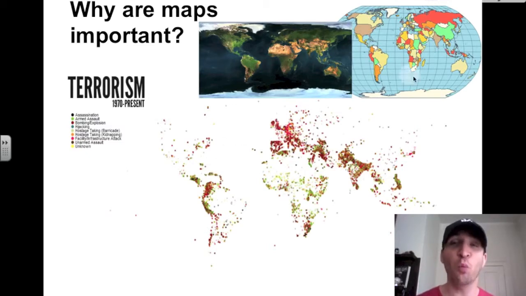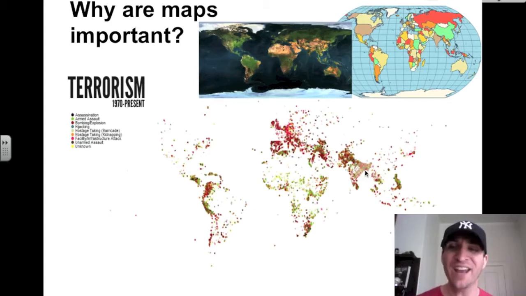If you don't know where the countries of the world are or where their physical features are, this map below about terrorism will be far less meaningful to you. For example, look at this country here in South Asia. If you didn't know this country was India, you couldn't go on to ask deeper questions around it.